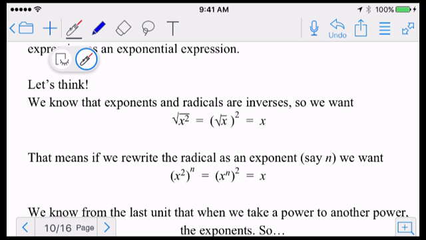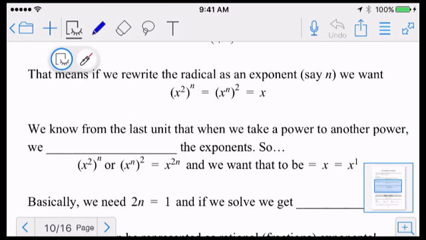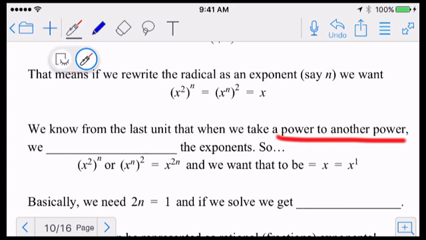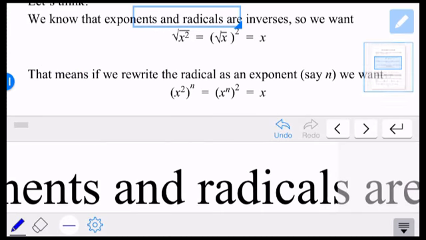And same thing here, if we did the radical first, it would be x to some power, and then we square it. We want that to simplify to just x. So what kind of number could we have for n that would make that work? Well, scroll down a little bit. Basically, we know from the last unit that when we take a power to another power, what did you do with those exponents? We multiply them.